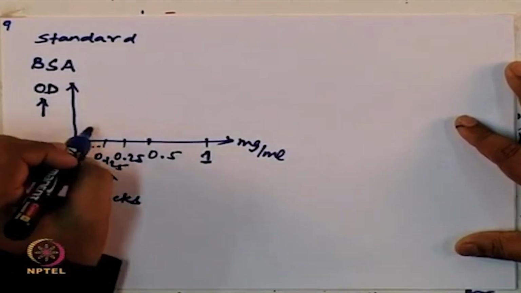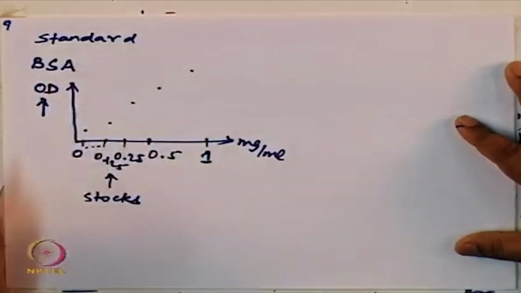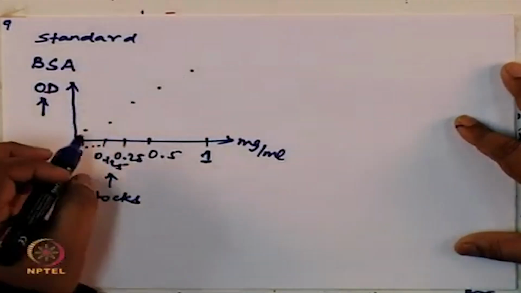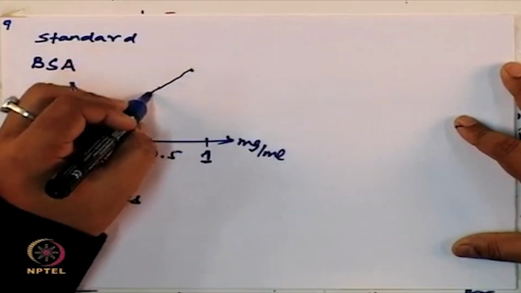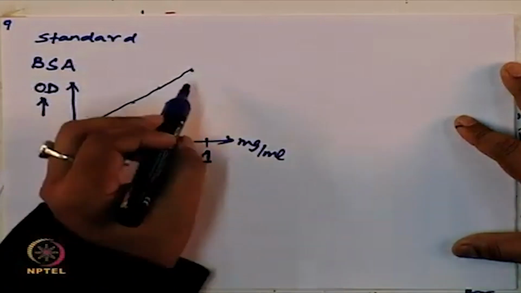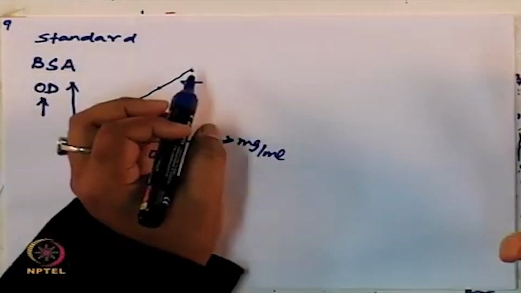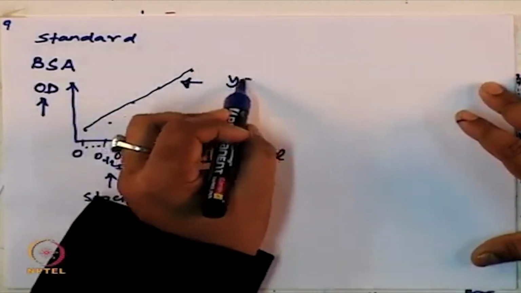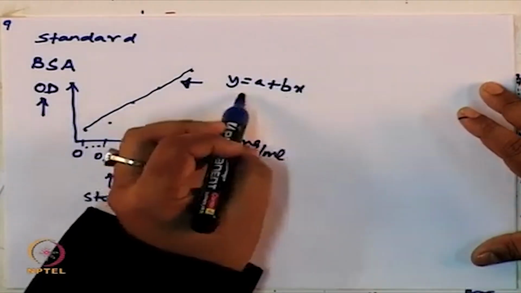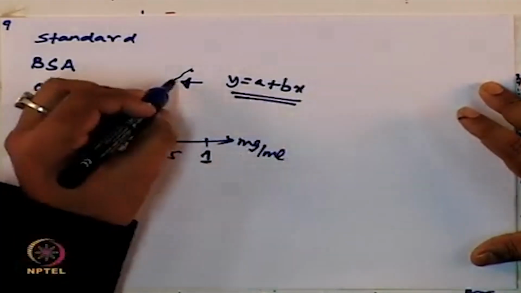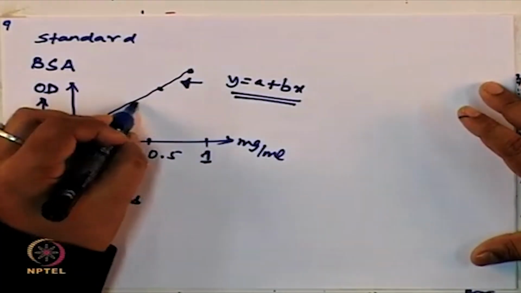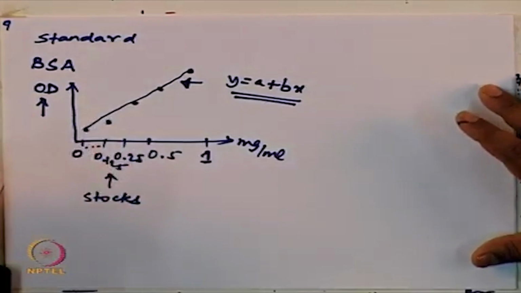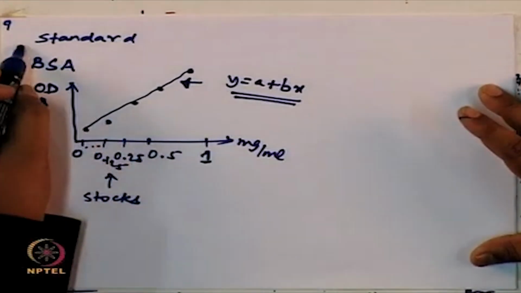So, what you will have are these data points, and to this you would fit a line to get the estimate of your sample. Okay. So, Y is equal to A plus Bx is what you will obtain. You will obtain the equation corresponding to these data points, which are prepared with stocks of various concentrations. Okay. So, this is your step 1.